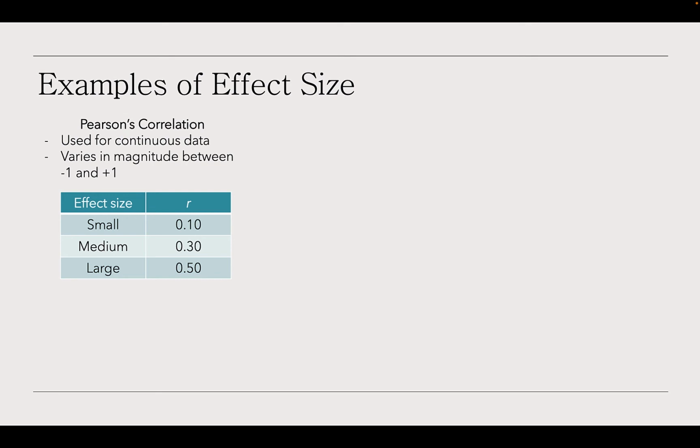Okay, so Pearson's correlation, as you should recall, is used for continuous variables, right? So we are looking at the linear association between two continuous variables, and it varies in magnitude between -1 and 1. All right, and typically with a standardized effect size, we're always looking at the absolute value. And in social sciences, we consider a correlation of 0.1 to be a small effect, 0.3 to be a medium effect, and 0.5 to be a large effect.